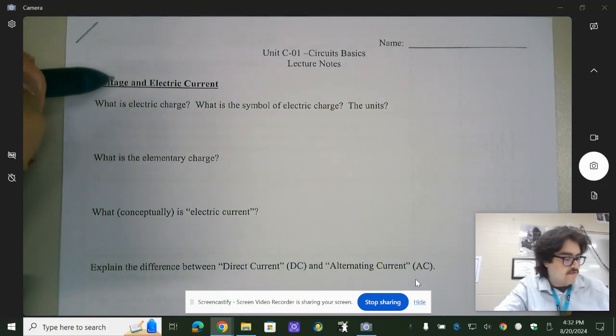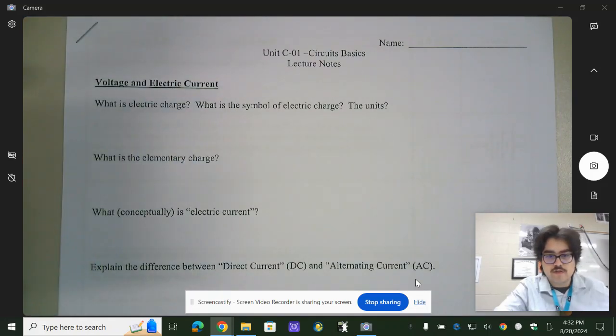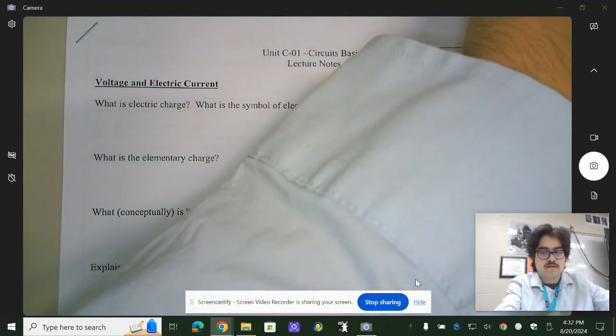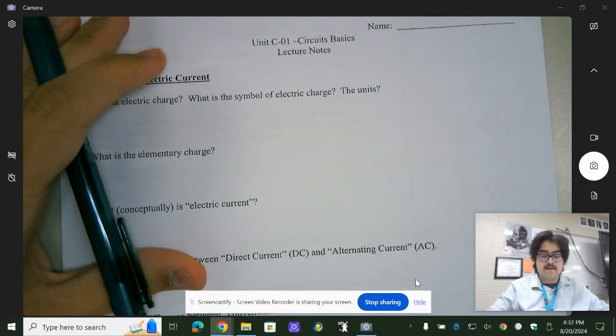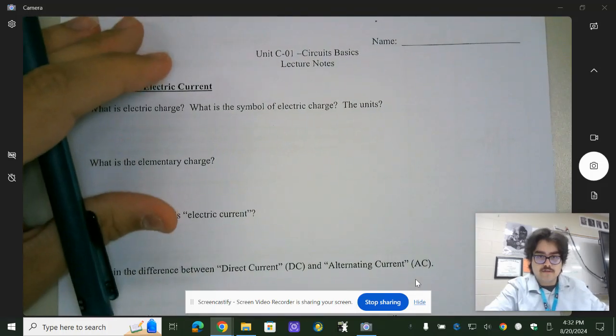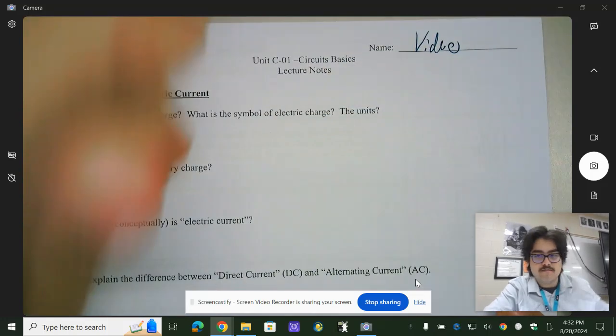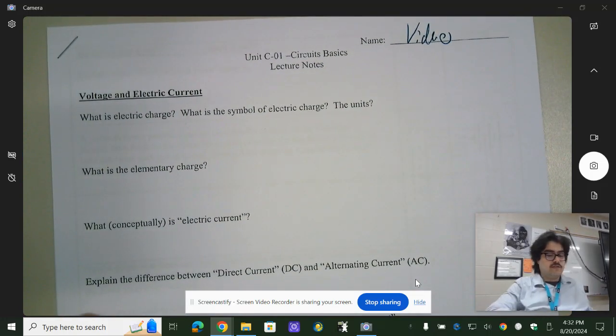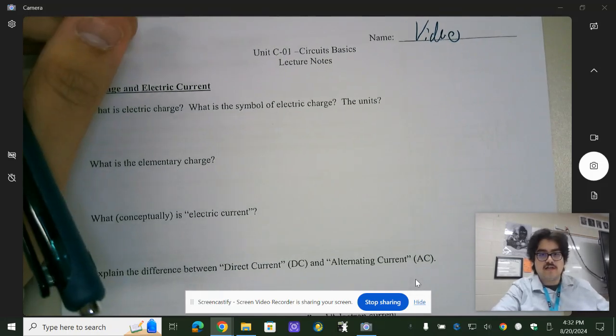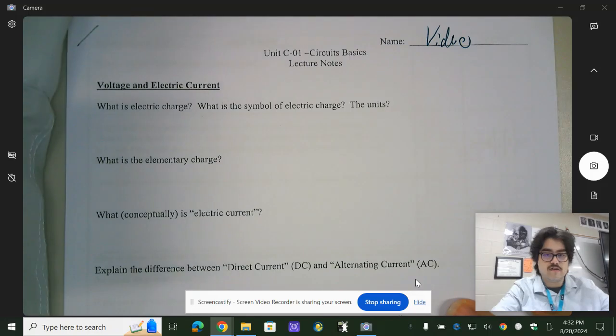So obviously, if you see the bold underlined sections, I'm just going to do one video per section, and we'll follow like that. They're structured a little bit differently than the Physics 1 notes. Voltage and electric current is the first section of these notes, circuit basics.